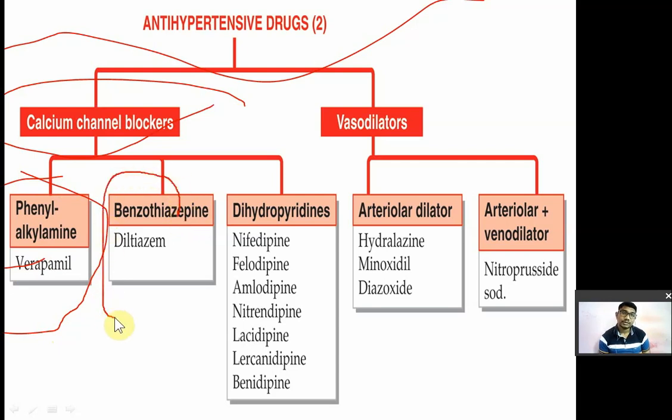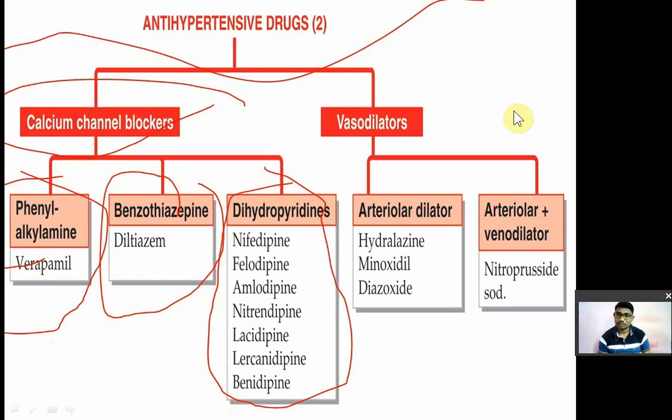Diltiazem is a benzothiazepine derivative. And dihydropyridines, all the dipines: nifedipine, felodipine, amlodipine, nitrendipine, lacidipine, lercanidipine and benidipine. These are the dihydropyridines. All these are calcium channel blockers. The next one is the vasodilators. You have arterial vasodilators, or arterio plus venodilators. Those that dilate only arteries are known as arteriolar dilators: hydralazine, minoxidil and diazoxide. Those that dilate both arteries and veins include sodium nitroprusside.